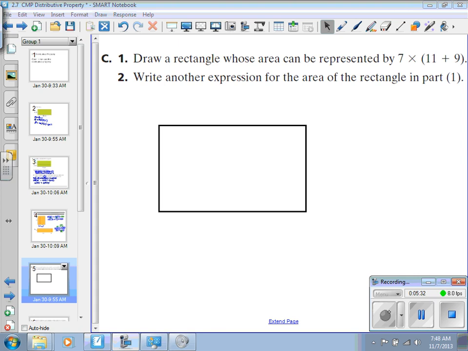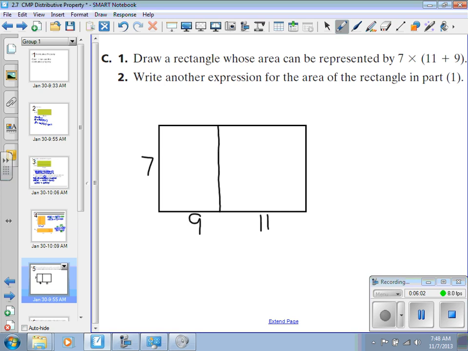Okay, so for this one, we need to draw a rectangle whose area can be represented by 7 times parentheses 11 plus 9. I've already drawn the rectangle. We would put in a line to separate it, not quite in half. My 7 would go on this side. My 9 would go on the slightly smaller side than the 11. So that would be my representation.